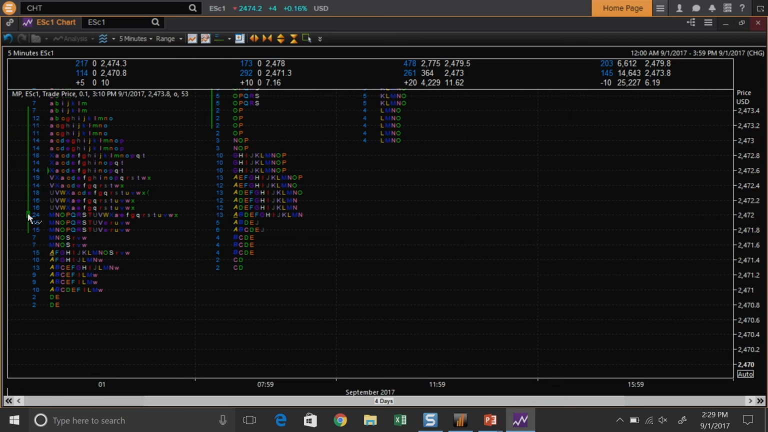So just to jump back over here, again, this is our value area. This is where the most price action was. So that's where a lot of the pricing spent was done on the day right there.